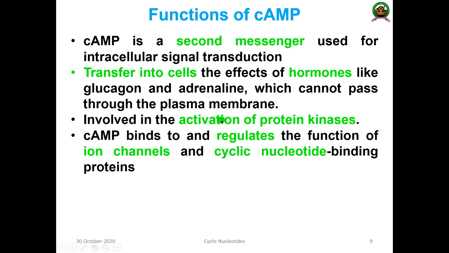It binds to the channel and regulates the function of ion channels and cyclic nucleotide binding proteins. It binds to the protein, which regulates the functions of so many ion channels present in the organism. So these are the functions of cyclic AMP.